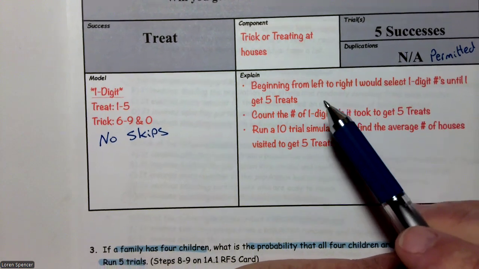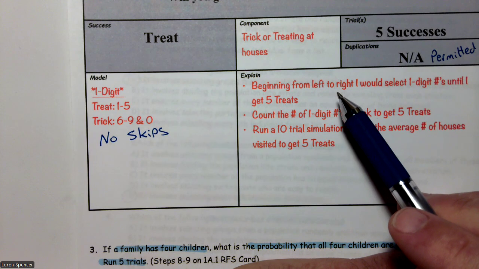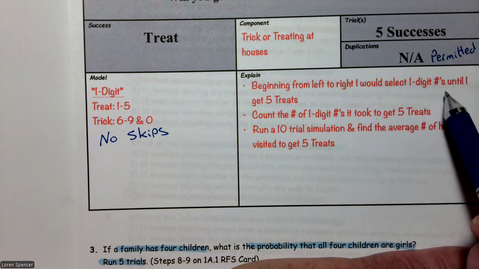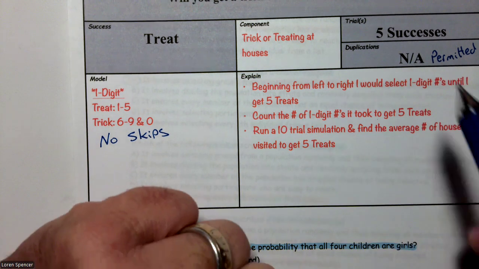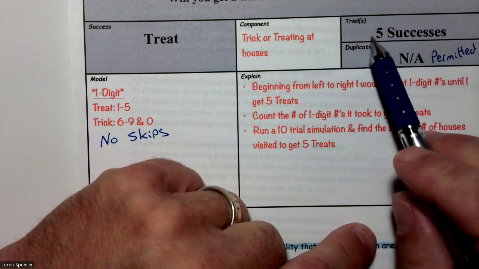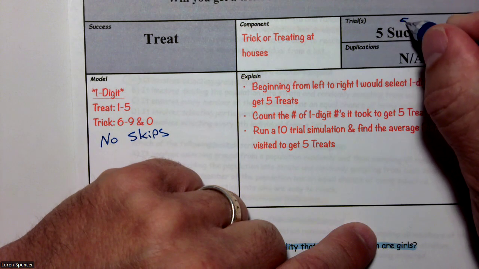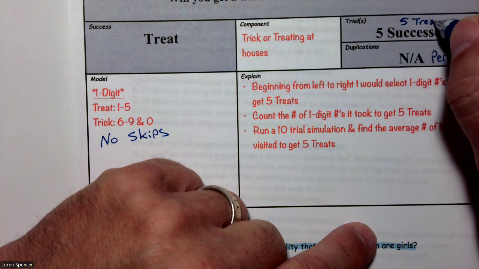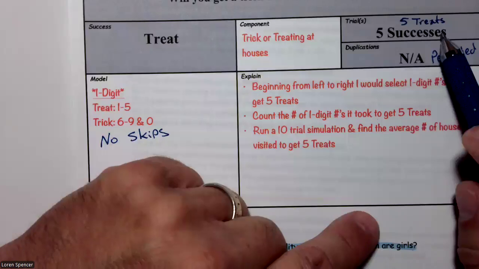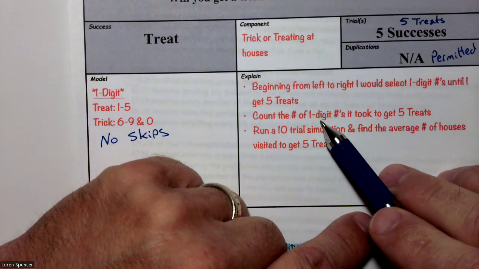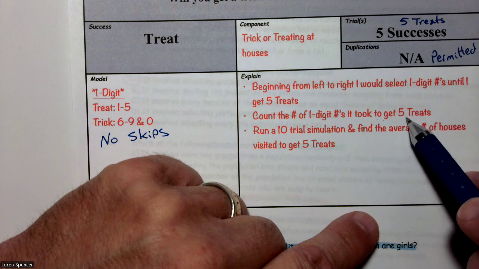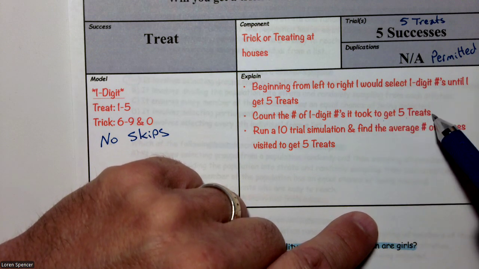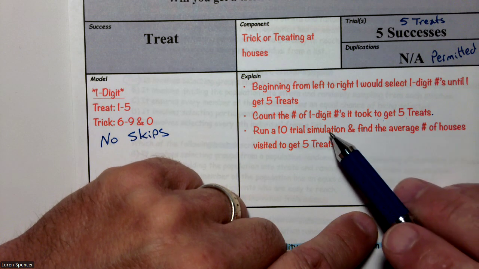So when we're running them, we begin from left to right, just the way we read. I would select 1-digit numbers until I have 5 treats. A specific trial says we're going to have to get 5 treats. That's the way we're defining a success. We're going to count the number of 1-digit numbers until we get 5 treats. So you're going to just keep going until we get 5 successes, or 5 treats.